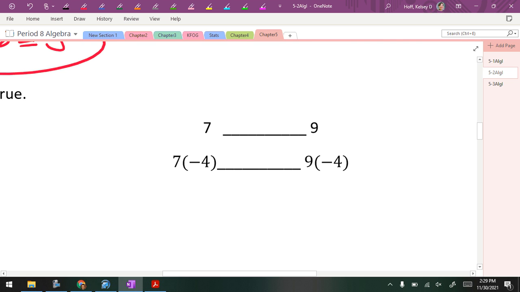Which number is greater, 7 or 9? 9. By rule, as long as I multiply both sides by the same thing, the inequality shouldn't change. 7 times -4 is -28. 9 times -4 is -36. It changes, yes? -28 is greater than -36.